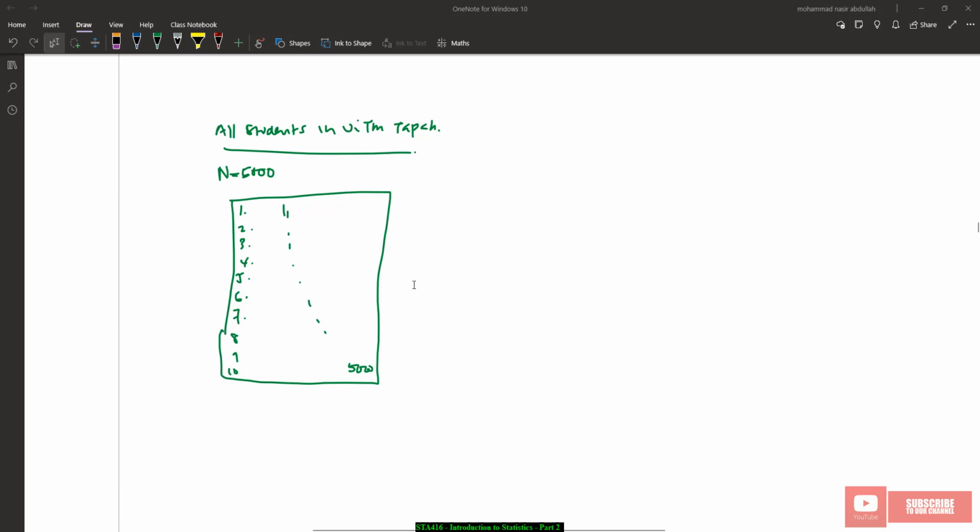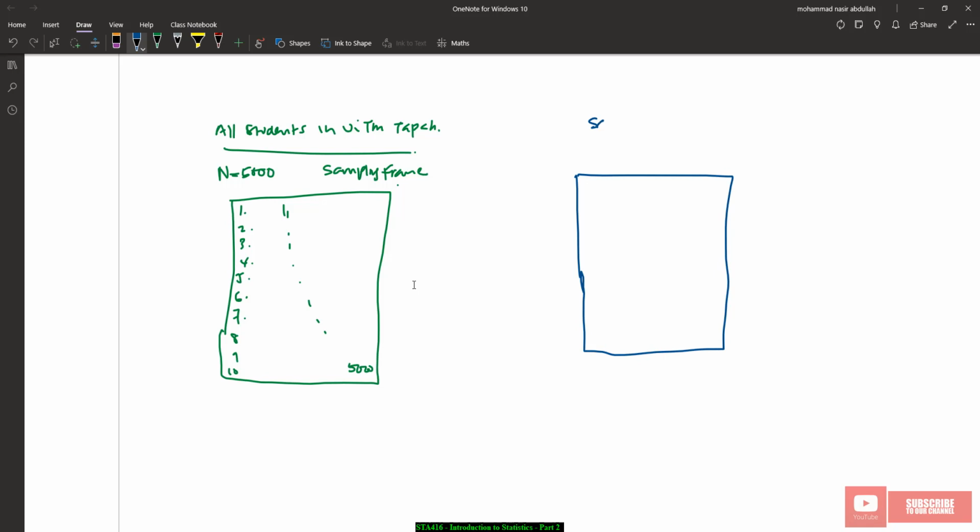After we set up our sampling frame, this is a sampling frame. Then we want to select, let's say, 10 samples. Our sample size is equal to 10, so we want to select 10 sampling units out of 5,000. So this is the step. First step is to establish our sampling frame. Second step is to identify our sample size.